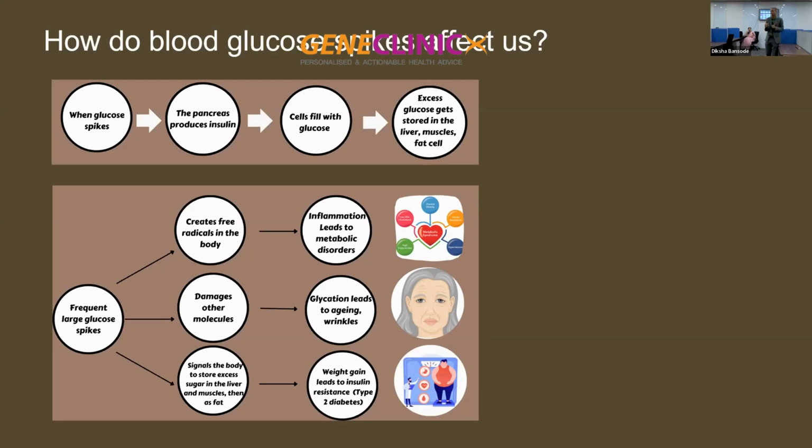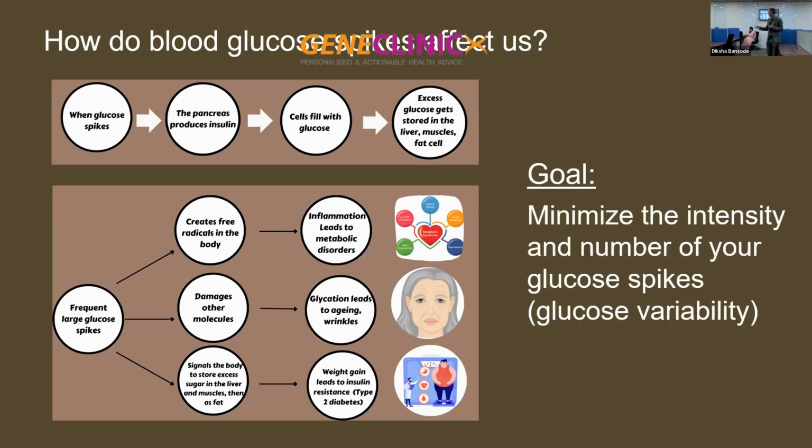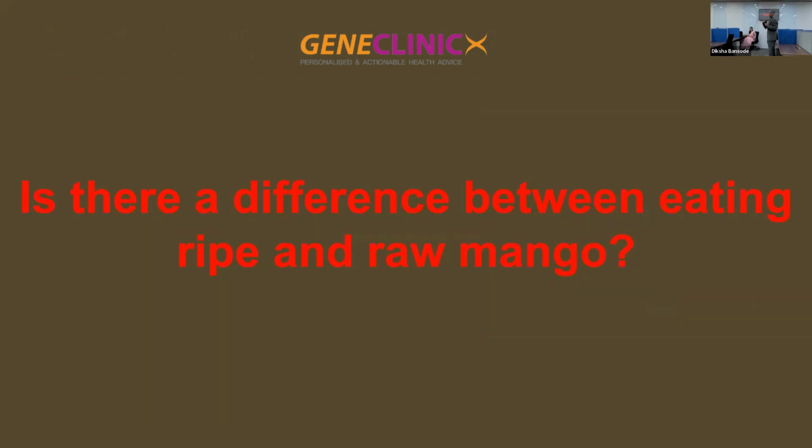Now, why does all this matter apart from just theory, right? So our goal is to minimize the intensity of our spikes. Now, here's a quiz. I'm going to show you a question and I want you to guess what the answer is, because now we're trying to reduce spikes, right? And we said food causes spikes. So we need to know which foods cause a spike and which don't.